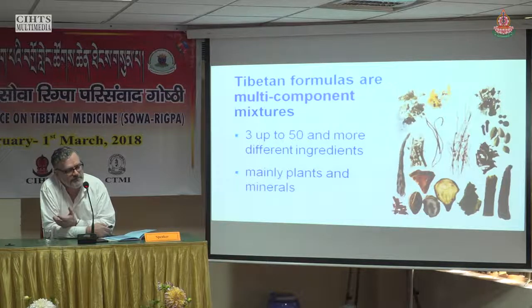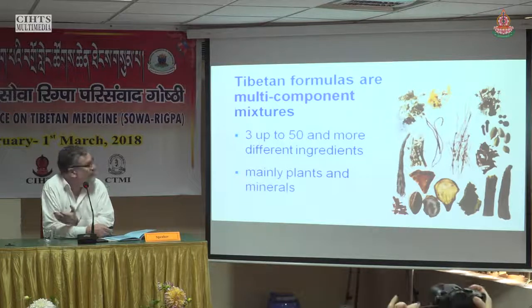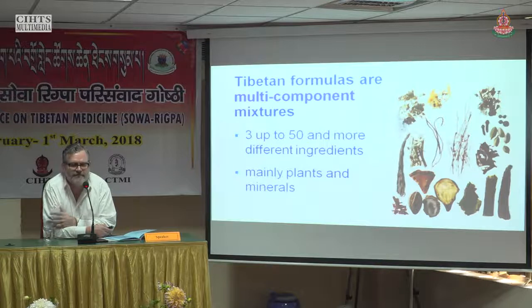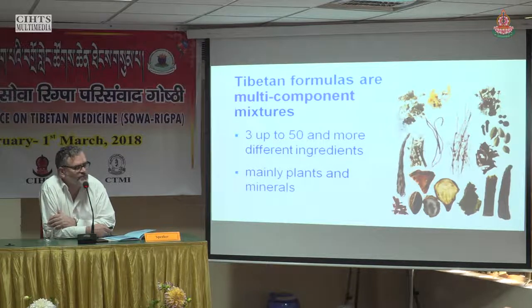And it becomes more complicated, as you know. The Tibetan formulas are multi-compound mixtures: 3, 10, 20, even more different plants, herbs, and minerals are mixed together to compound one formula. So this, again, is one of the problems that we see, because Western science, and I will explain this shortly, wants to reduce everything. So how can we understand it?